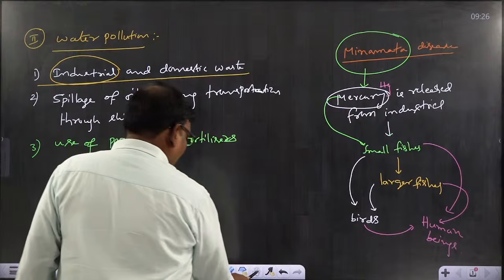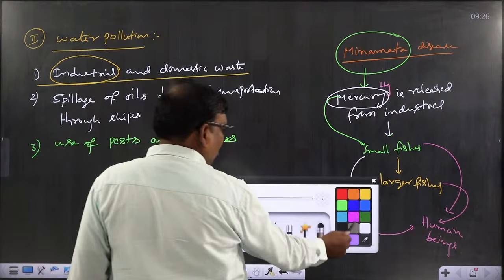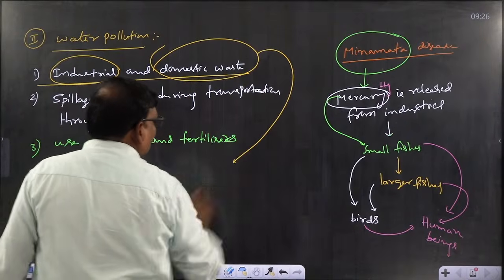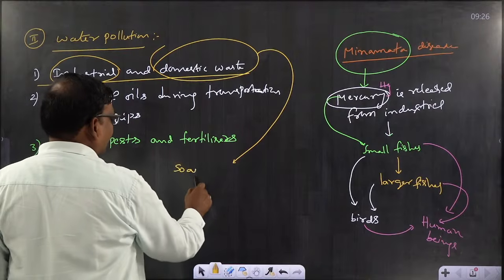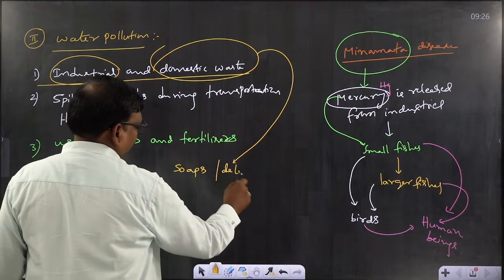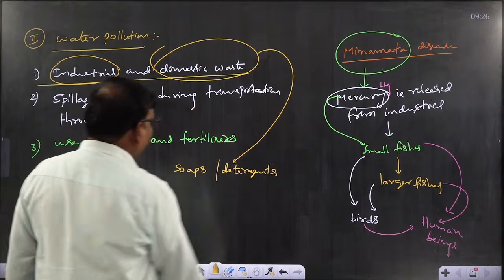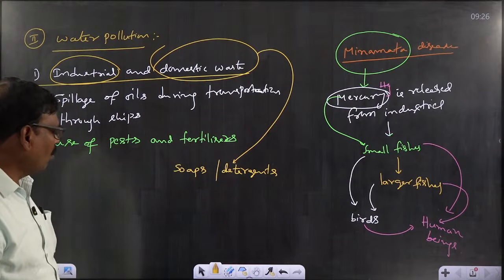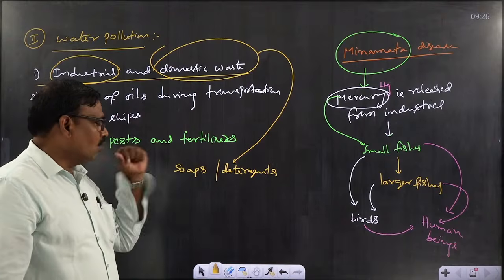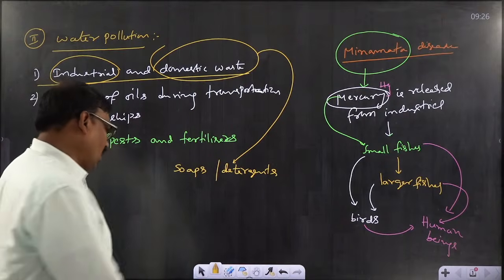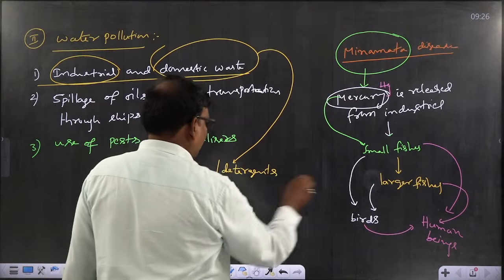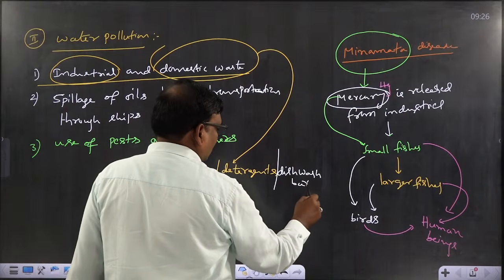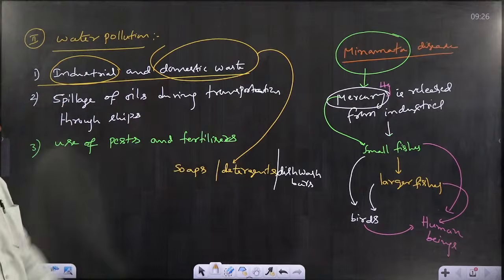Coming to the domestic waste. Domestically, we use soaps and detergents. For bathing purposes, we use soaps. For cleaning purposes, either clothes, along with that, kitchen dishwash bars, are commonly and regularly used for domestic purposes.